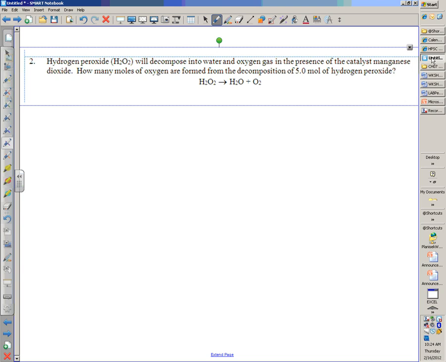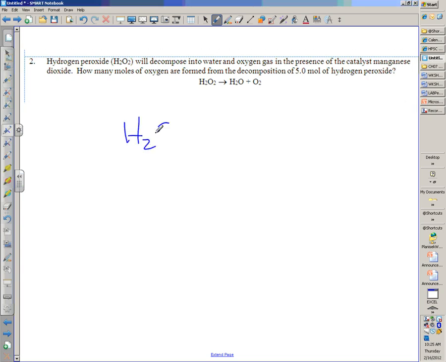It says how many moles of oxygen are formed from the decomposition of 5 moles of hydrogen peroxide. First things first. H2O2 decomposes into H2O plus O2. The plus signs on the projection turn out looking like minuses. I don't know why. But if you watched it at home, you should get that. So there's your equation. Is it balanced the way that it is? No. First thing we have to do is start with a balanced equation. So let's balance this equation quickly. Go ahead, balance it on your own.